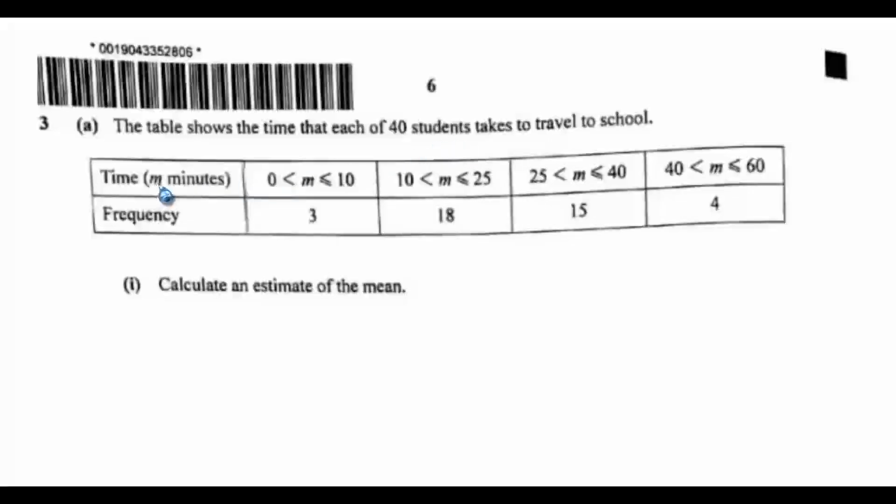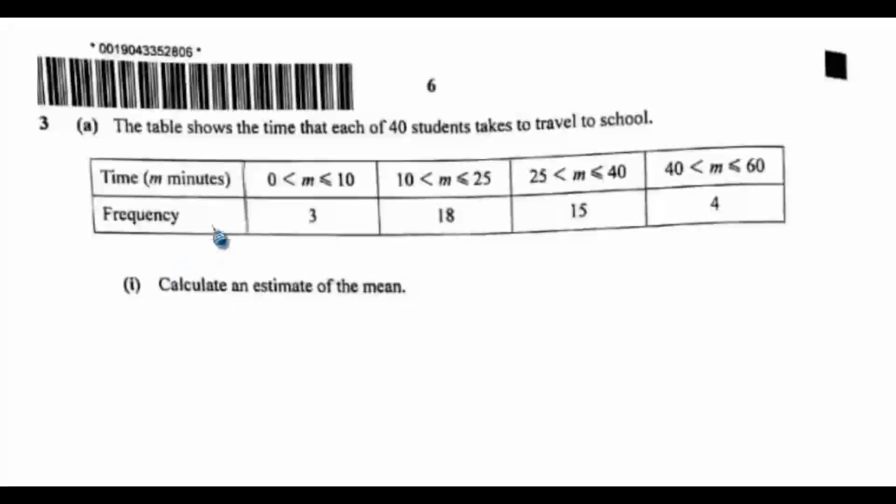Question 3a. The table shows the time that each of 40 students takes to travel to school. Time is given in minutes and is denoted by m. Frequency for each of the intervals is given below. Calculate the estimate of the mean.